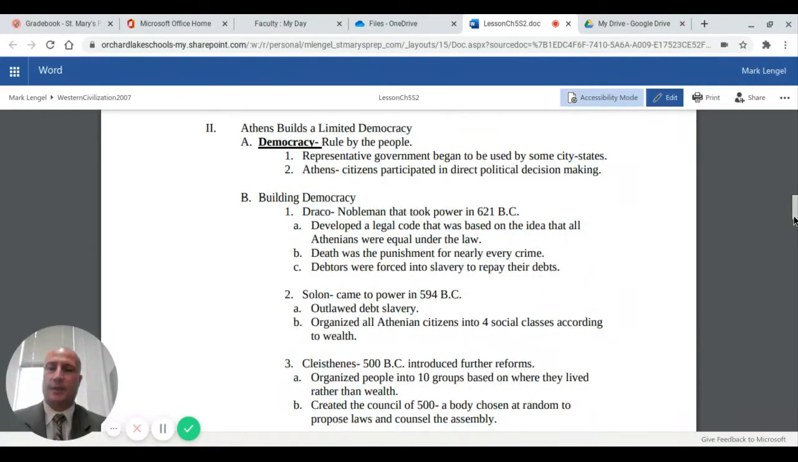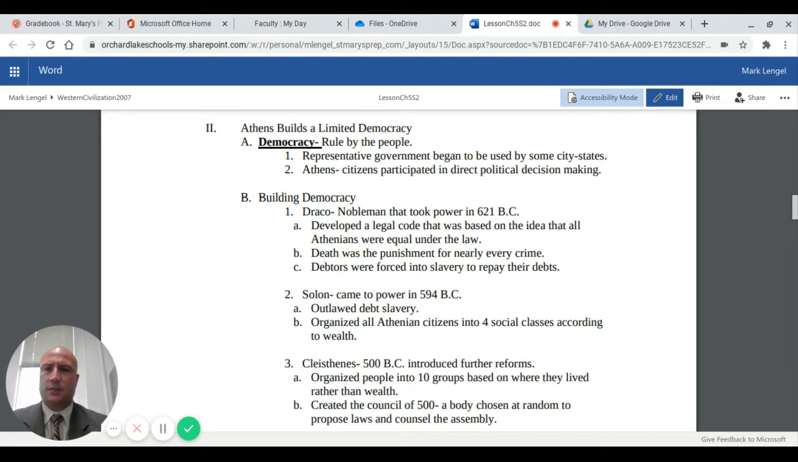Roman numeral 2 is going to dive into Athens, the key Greek city-state. When you think about Athens, you want to associate them with democracy and the onsets of early democracy. Democracy is literally rule by the people. Demokratia, people rule. And representative government is what this is called. It began to be used by some city-states.